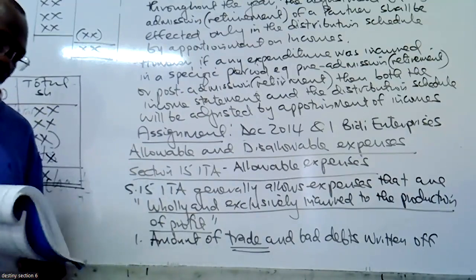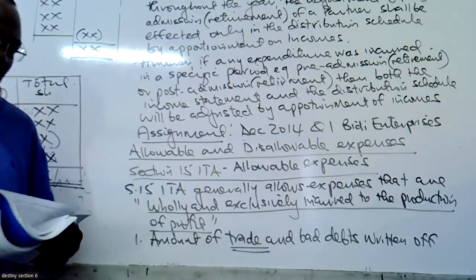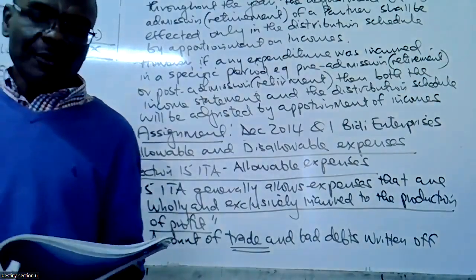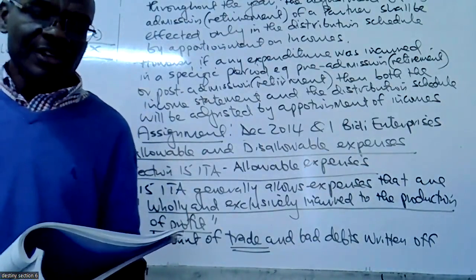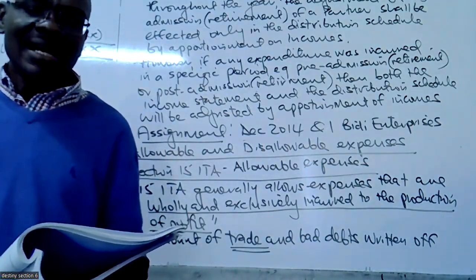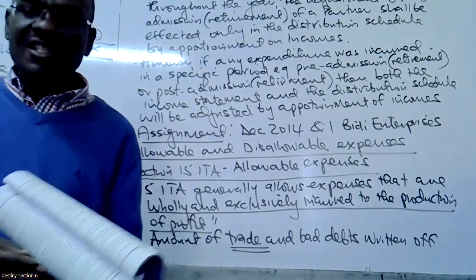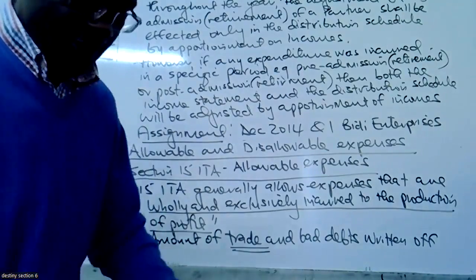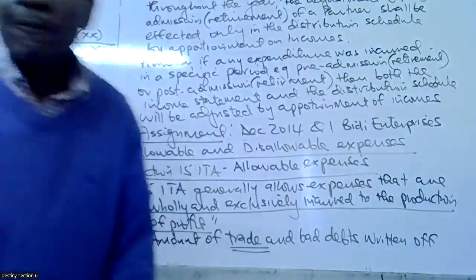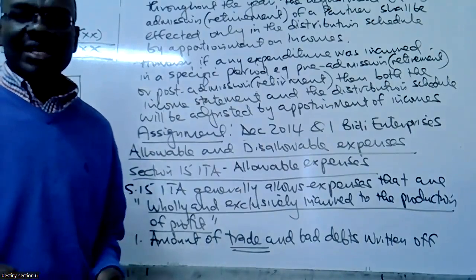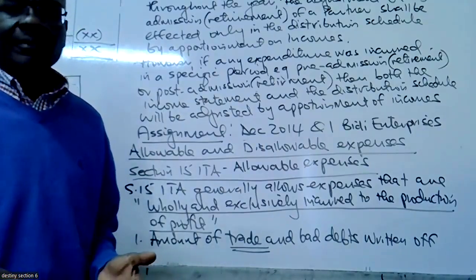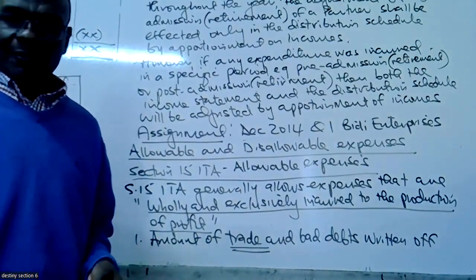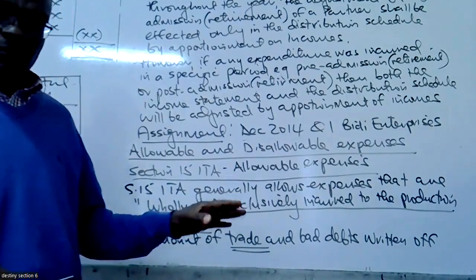Then we go to number 2. Number 2 is specific provision for doubtful and bad trade debts. Now, what does this mean? There's a difference between a general provision and a specific provision. Now, we're talking about a specific provision.